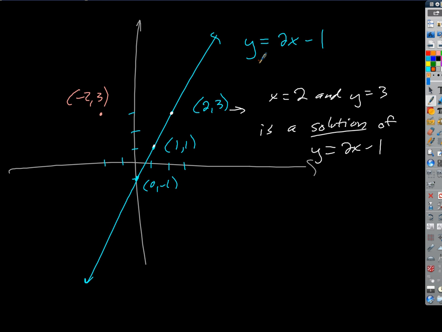So a solution is something that's going to make it true, right? Like, for example, x equals 1, y equals 1 is a solution because if I plug 1 in for x and 1 in for y, I get 1 equals 2 times 1 minus 1, which is true, isn't it? Agreed? So that works. So does the point x equals 2, y equals 3. If I plug that in, I get 3 equals 2 times 2 minus 1. Also true, right?